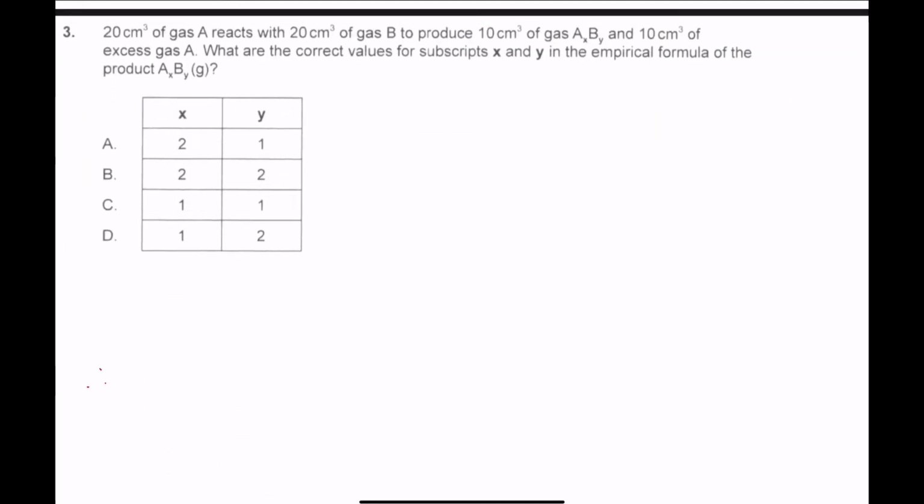Now for question 3, 20 centimeter cube of gas A reacts with 20 centimeter cube of gas B to produce 10 centimeter cube of gas AXBY and 10 centimeter cube of excess gas A. We have to find the values of X and Y. So we'll first make a list. The volume of gas B which reacts is basically 20 centimeter cube. Now the volume of gas A which reacts: initially you're given 20 centimeter cube and 10 centimeter cube is excess, so 20 minus 10 amount reacts. That is 10 centimeter cube.